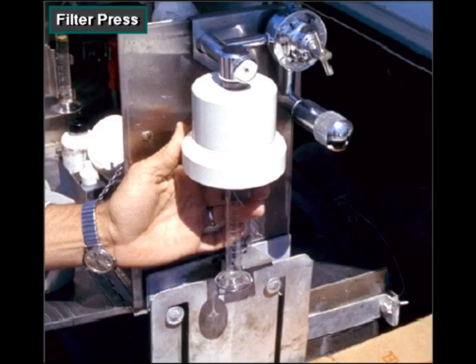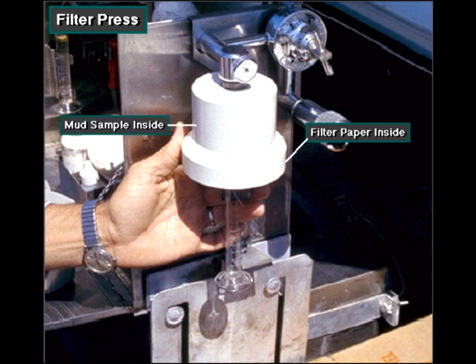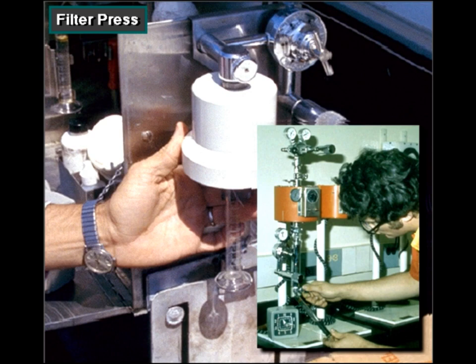This is a filter press. Inside the white container is a piece of porous paper called filter paper. Also inside the container is a mud sample. The mud engineer puts the mud sample under 100 pounds per square inch of pressure for 30 minutes. The pressure forces the liquid part of the mud, the filtrate, through the filter paper and into the graduated cylinder.